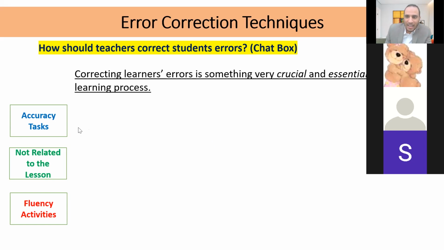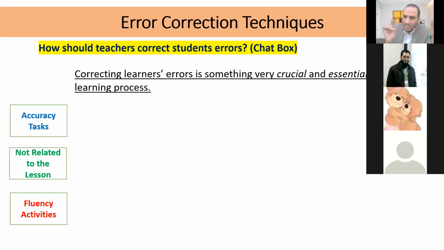If you're doing an accuracy activity, controlled or semi-controlled, how can I correct the students' errors? Please tell me in the chat. And how is it different from fluency activities, a speaking activity? How should I respond to the students' errors? Tell me in the chat box, please. Let's see how many of you are clear with this idea. Okay, you follow the chat, guys. I'm not going to read what you come up with, okay? You follow the chat.